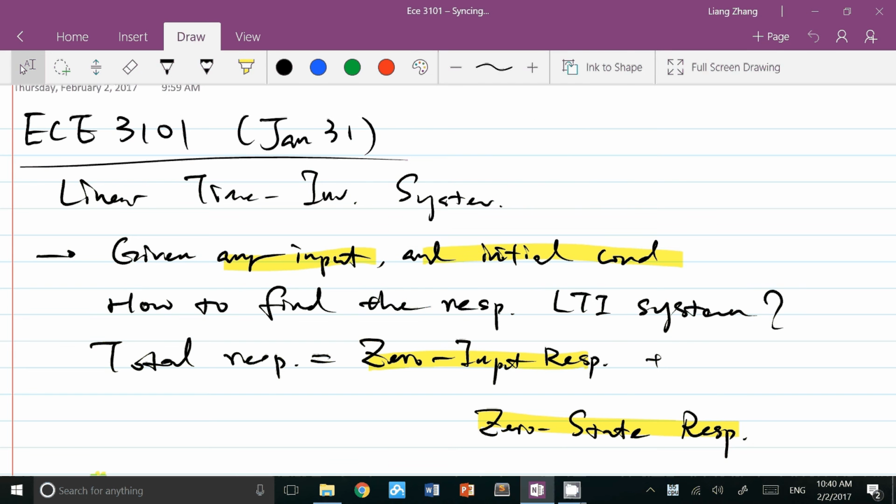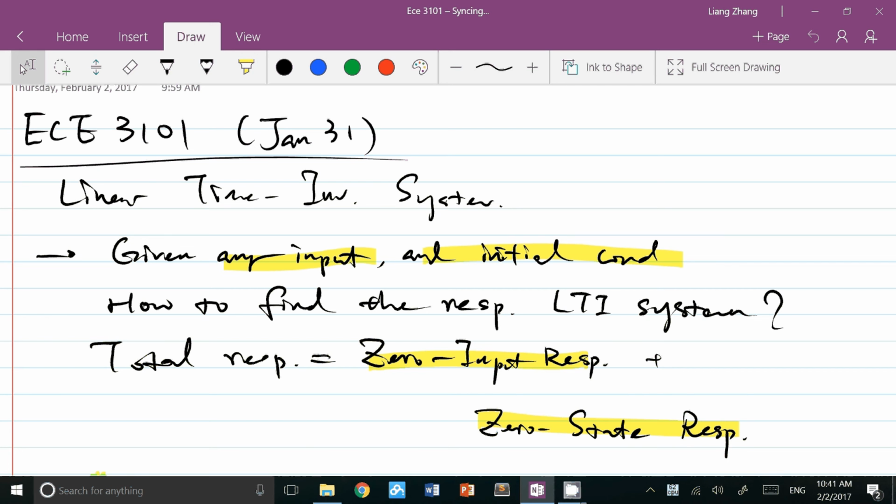Okay, class, let's try this. This part of the lecture is for January 31st, missing class due to the weather conditions. The topic we're trying to cover is the response of linear time invariant systems. The goal is that given any natural condition and any external input signal, we want to be able to find the corresponding response of a linear time invariant system.